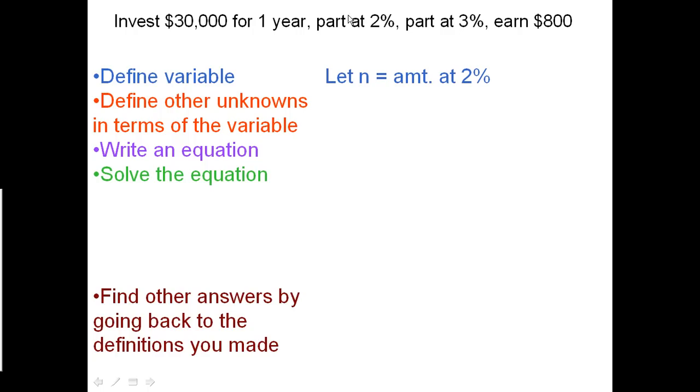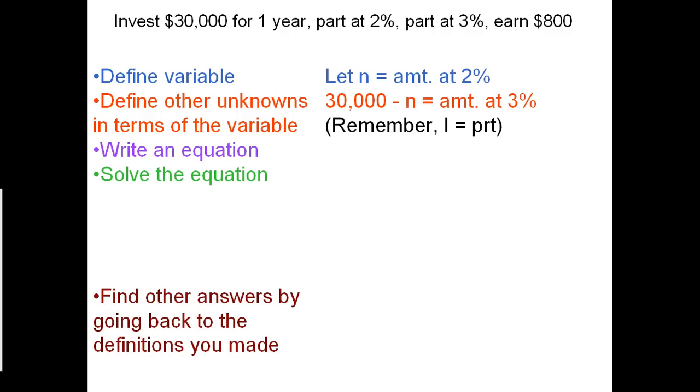Think of this as being invested at Bank A and Bank B. Well, if I invest n at Bank A, the rest of it, or 30,000 minus n, is the amount I invest at Bank B. So $30,000 minus n is equal to the amount I'm investing at 3%. Going to write an equation. I'll show it to you again. Look at the similarity to the nickel and dime and hamburger hot dog problems.